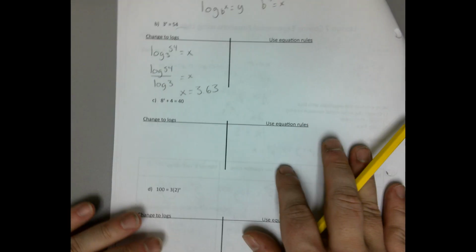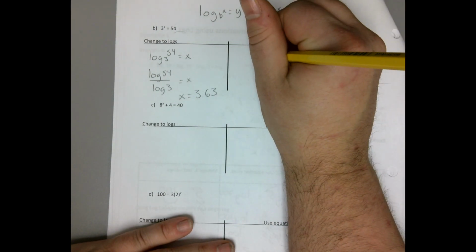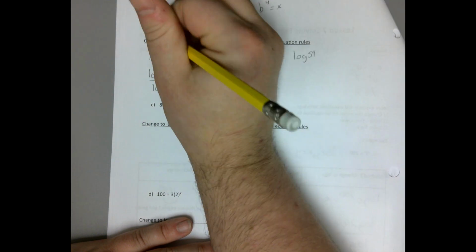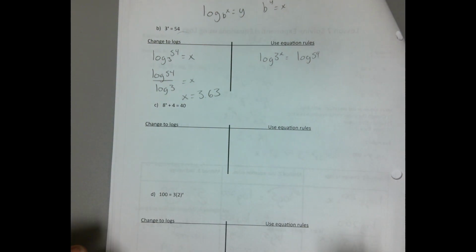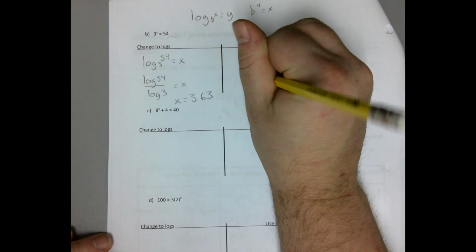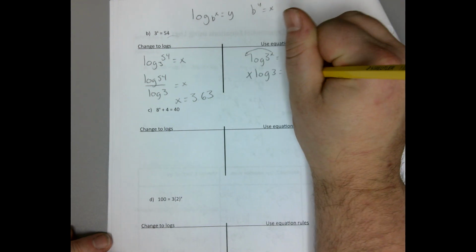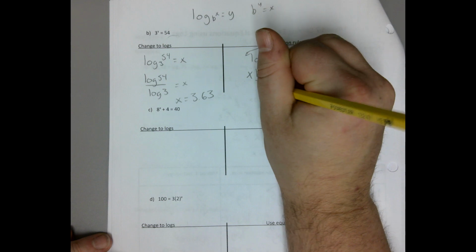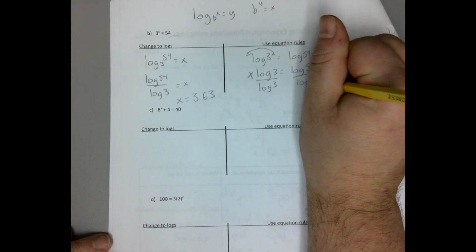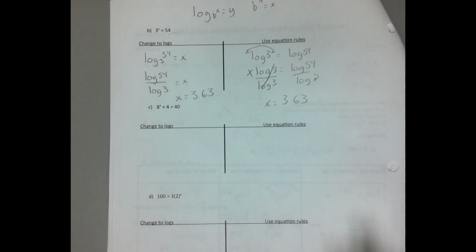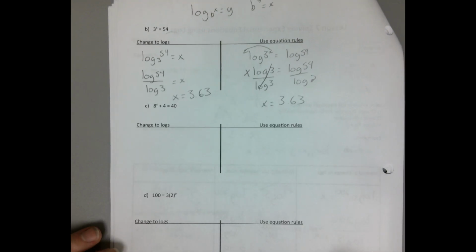Now, using our equation rules, we're going to say the log of 3^x is equal to the log of 54. We're just going to take both of our numbers and put a log in front of them. Well, my power law says that I can move that x over here. So we have x log 3 is equal to log 54. I want to isolate this x by itself, so I'm going to divide both sides by log of 3 to get rid of this. And we have x is equal to 3.63. So that's how we would do those ones.